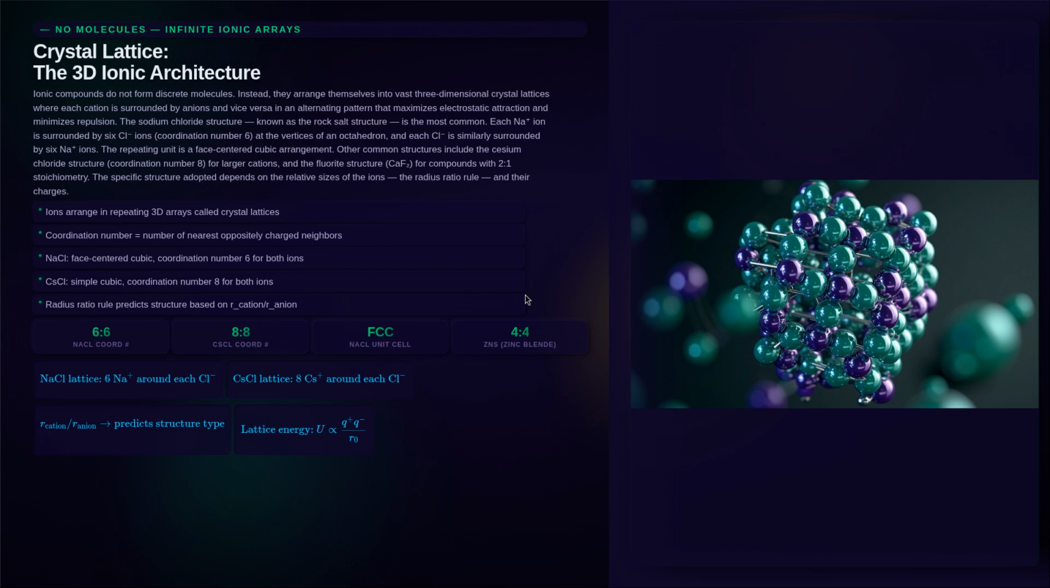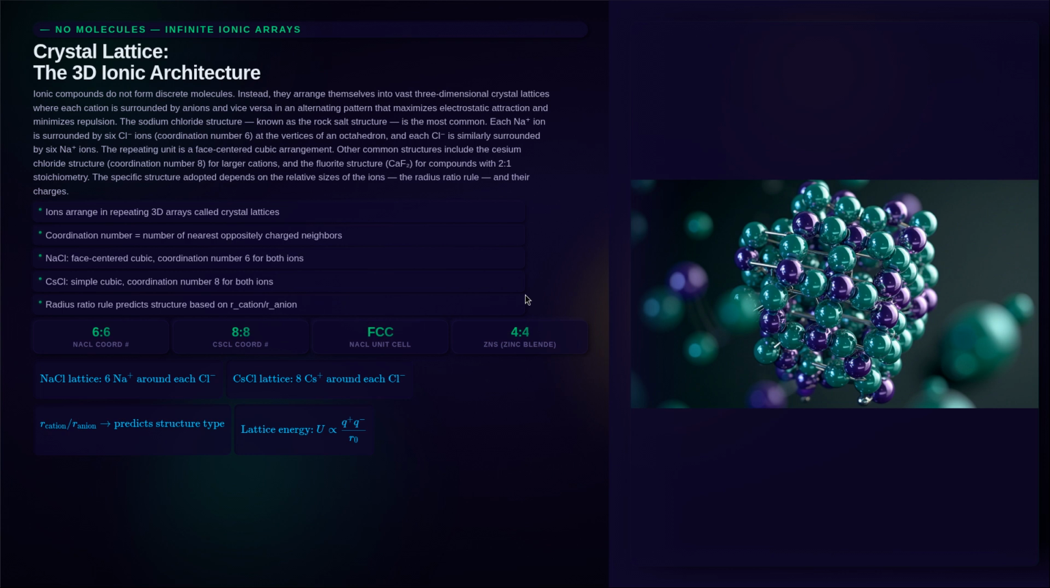Ionic compounds do not form discrete molecules. Instead, they arrange themselves into vast three-dimensional crystal lattices where each cation is surrounded by anions and vice versa. The sodium chloride structure is known as the rock salt structure. Each sodium ion is surrounded by 6 chloride ions at the vertices of an octahedron, giving a coordination number of 6. The repeating unit is a face-centered cubic arrangement.